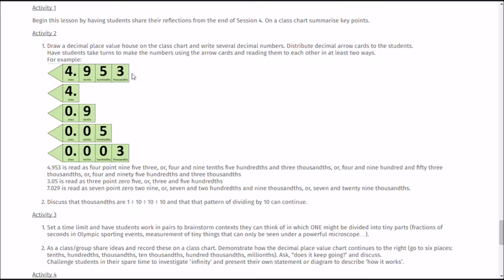When the students are reading these numbers, it's about finding different ways of renaming them. So for example, 4 and 953 thousandths, 4 and 95 hundredths, and 3 thousandths, and so on. Unfortunately, they do also say to read it as 4.953, which is a drawback to this website. There's ideas for differentiation in one of the support activities that would work well with this.